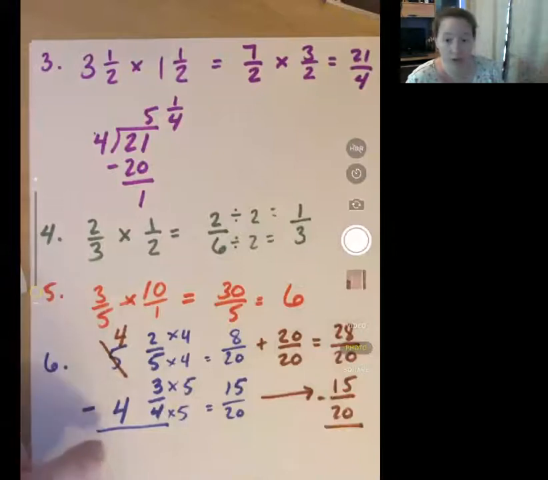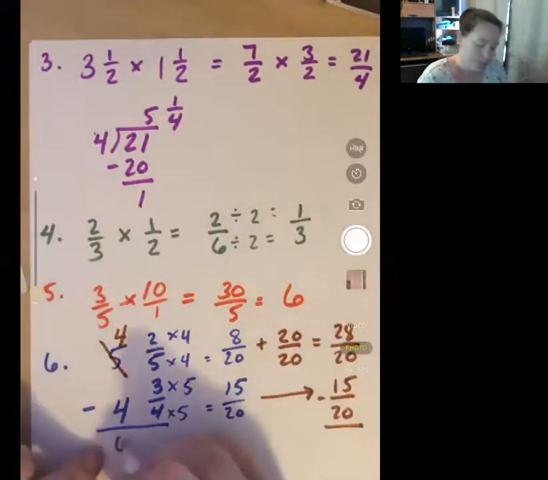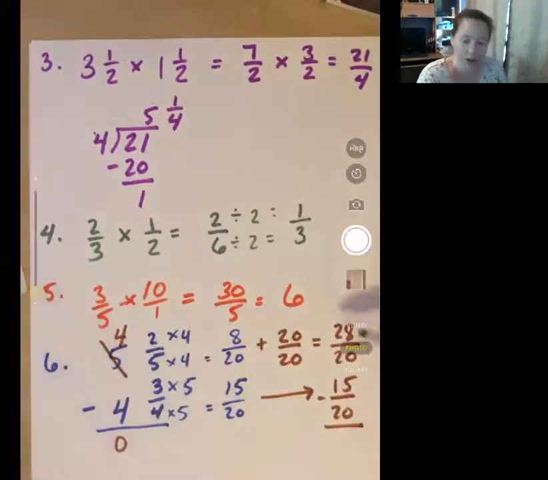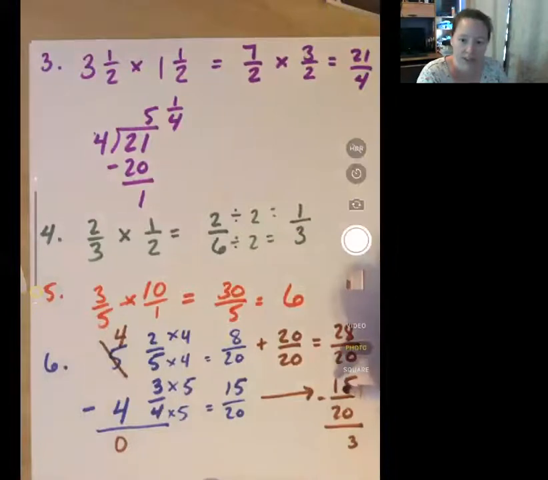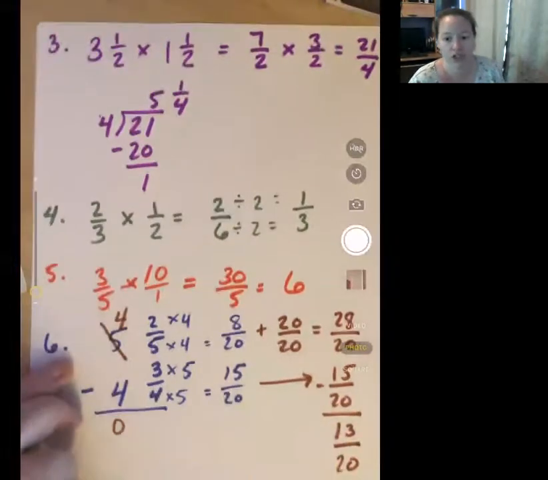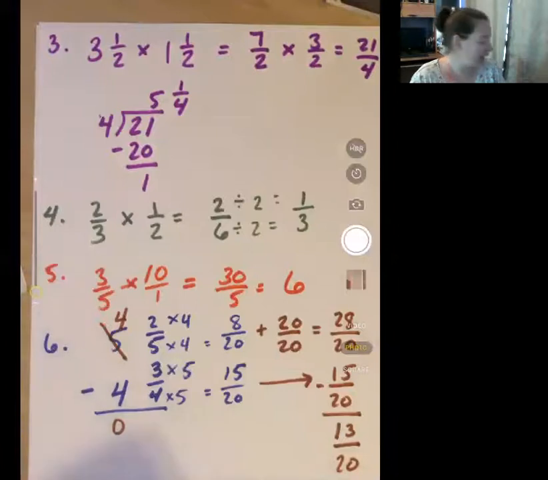I have 4 minus 4, which is a 0. Okay, so now I'm just concerned about over here. 8 minus 5 is 3. 2 minus 1 is 1. And then it all goes over our common denominator, which is 20. So 13/20 is how many feet the tree grew.